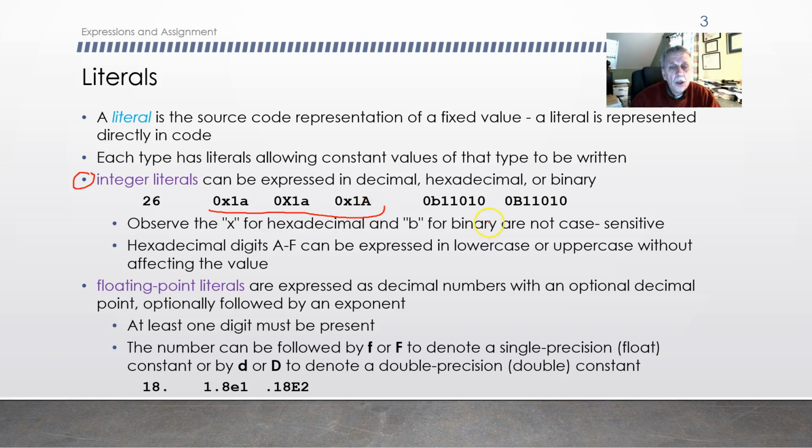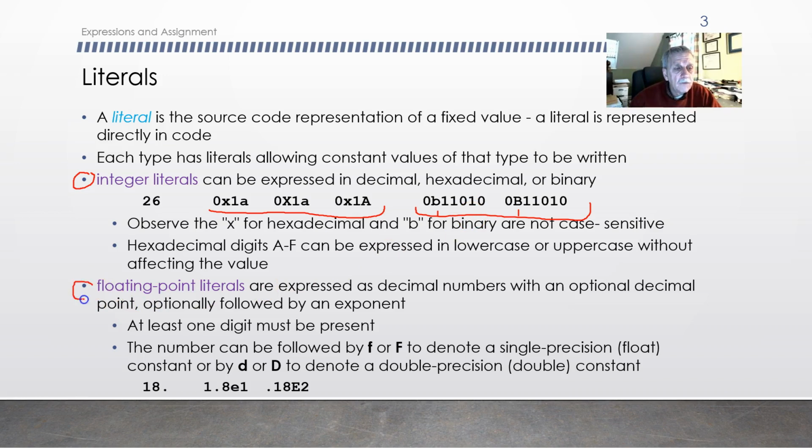The third value here is a binary representation of the decimal 26. So we have a B indicating binary, and once again this could be uppercase or lowercase, case insensitive. And then we have the string of 1s and 0s corresponding to the binary digits in this particular binary number.